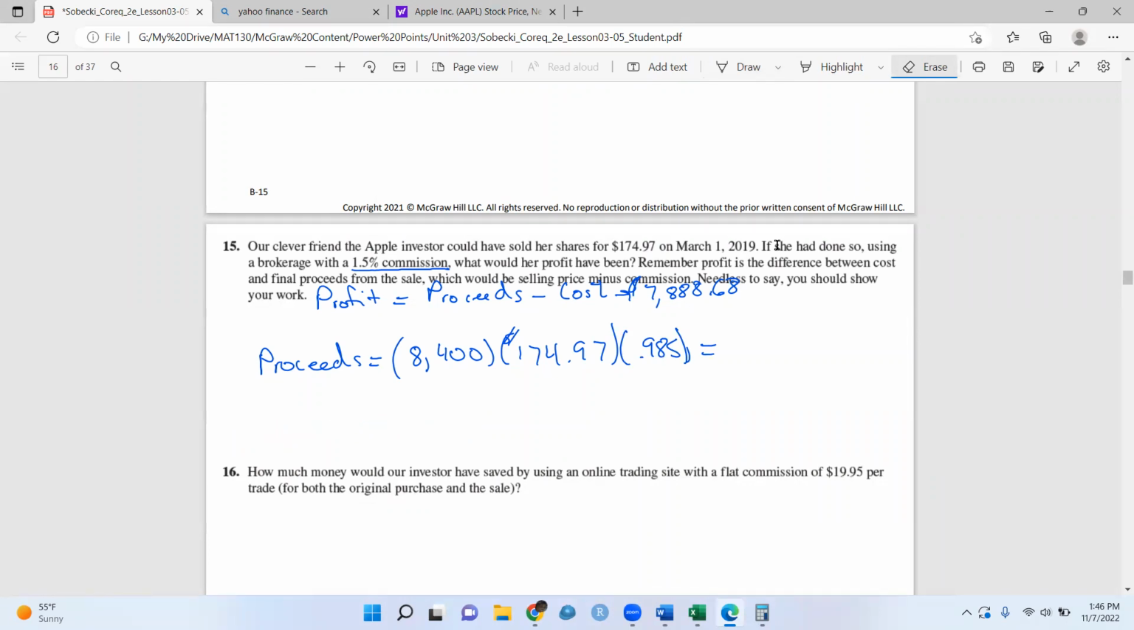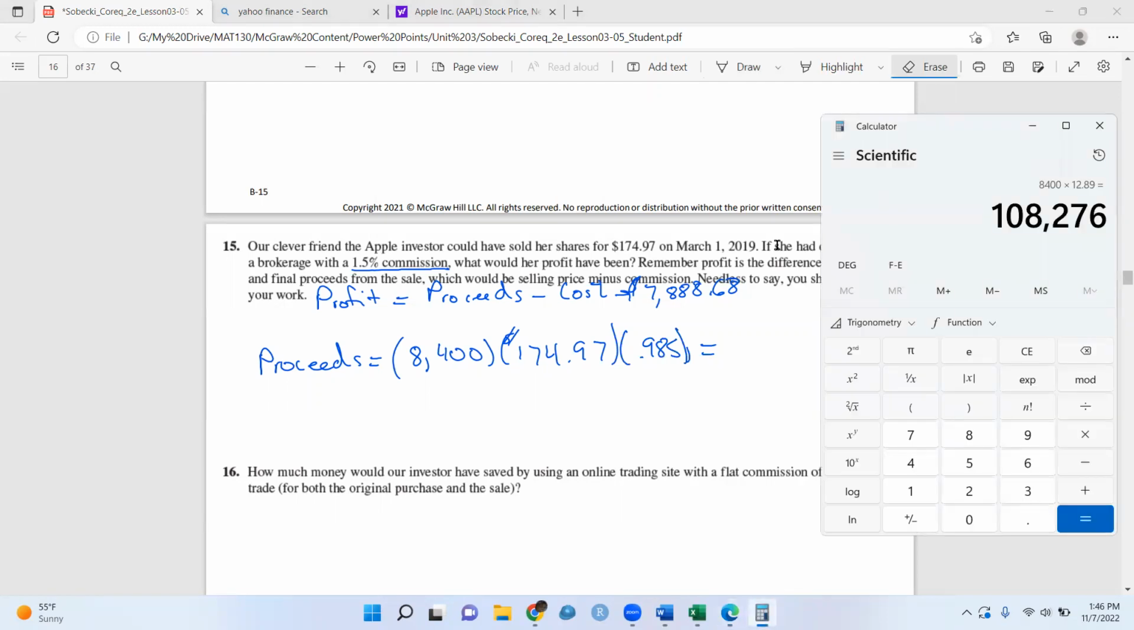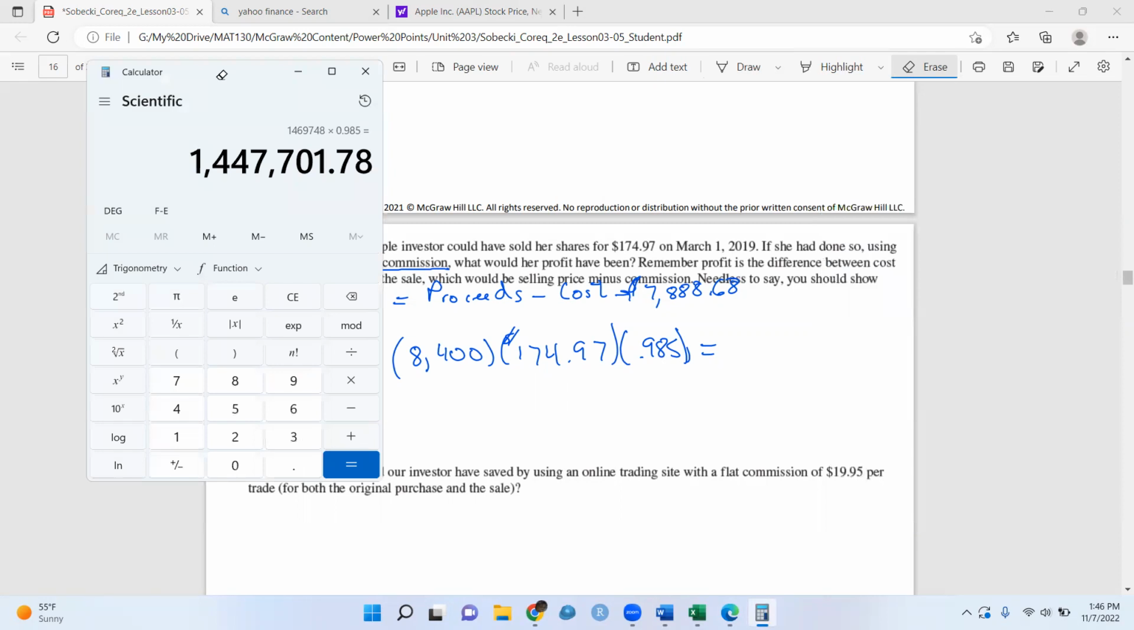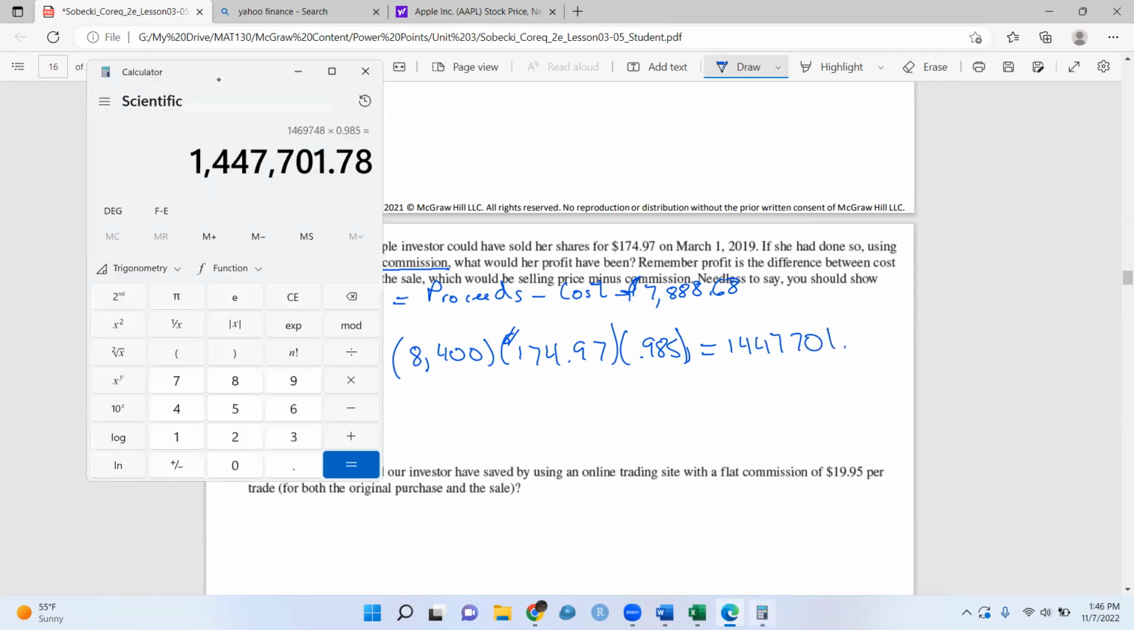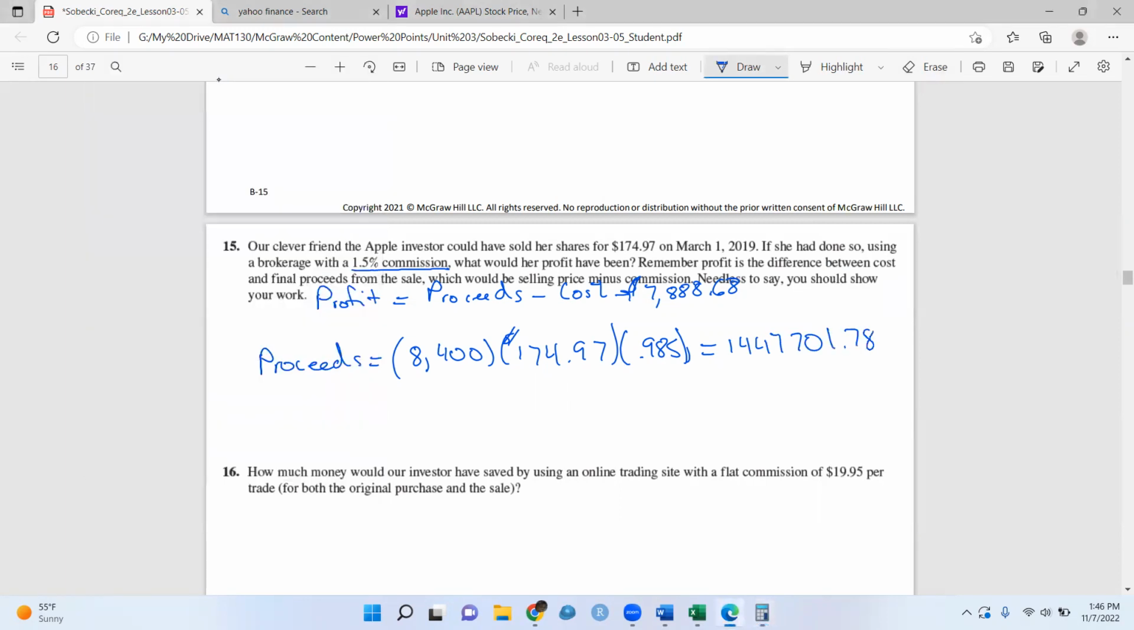All right. That's a straightforward calculation. 8,400 times 174.97. Whoa, $1,469,748. We don't get to keep all of that. We have to give 1.5% to our broker. So $1,447,701.78. All right, that's the proceeds.